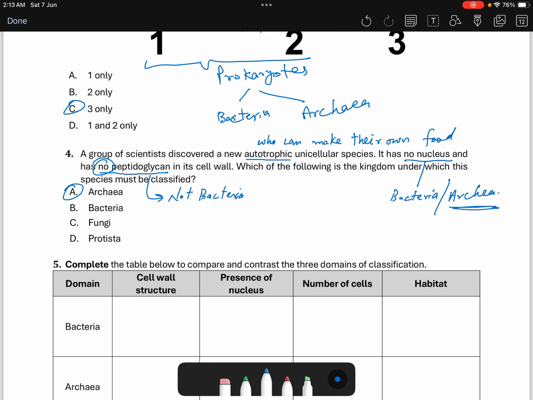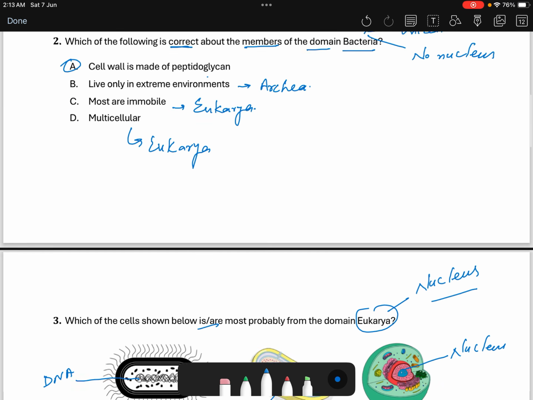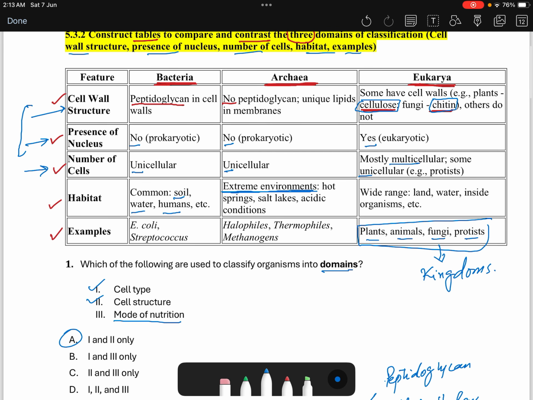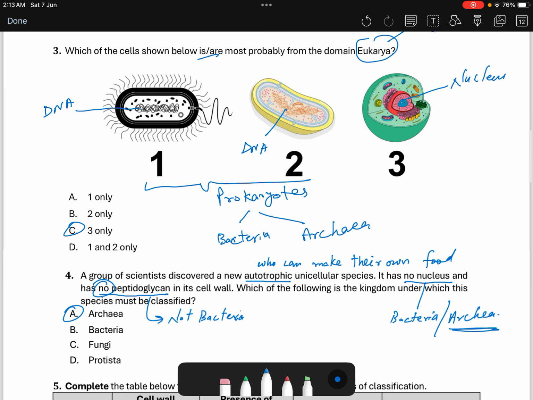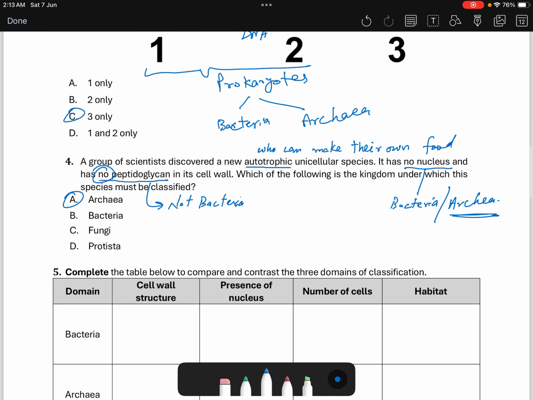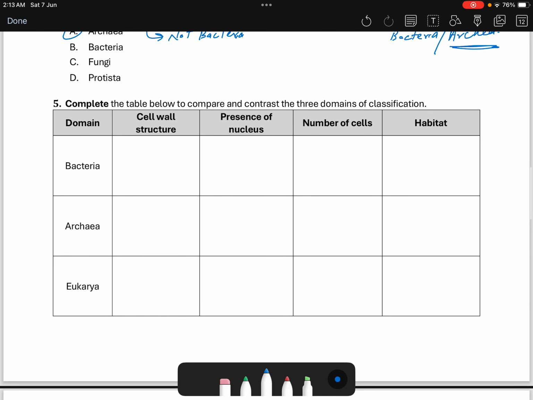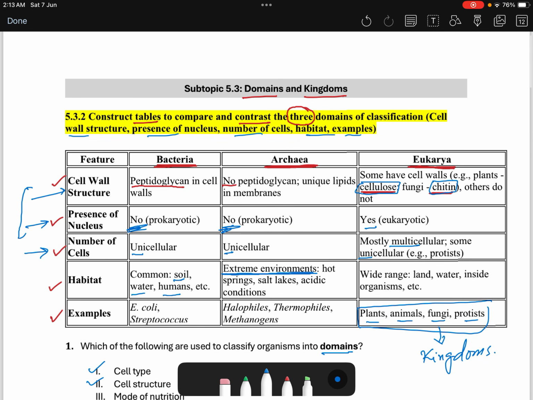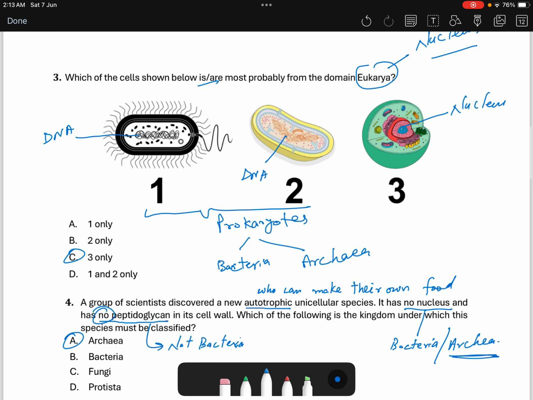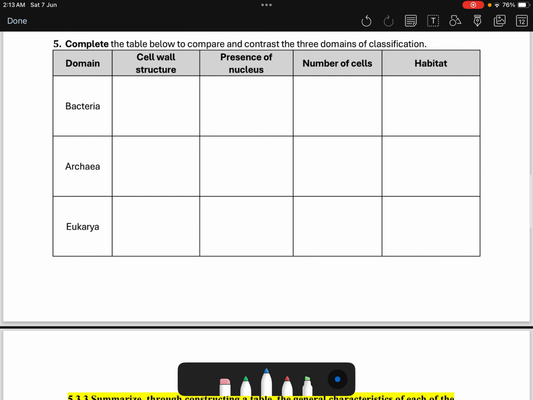Okay, so since here we said no nucleus, based on the upper one, no nucleus, it's either bacteria or archaea. But since we said no peptidoglycan, we cancel out bacteria, so the only one remaining is archaea. Complete the table below to compare and contrast the three domains. You can just look over here in this table and go over to fill in this table easily.